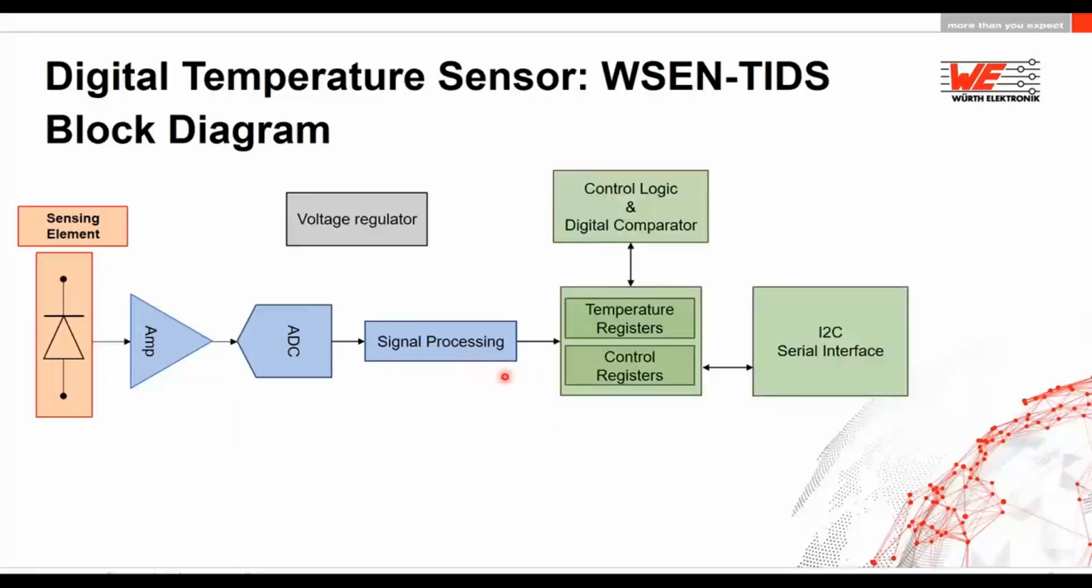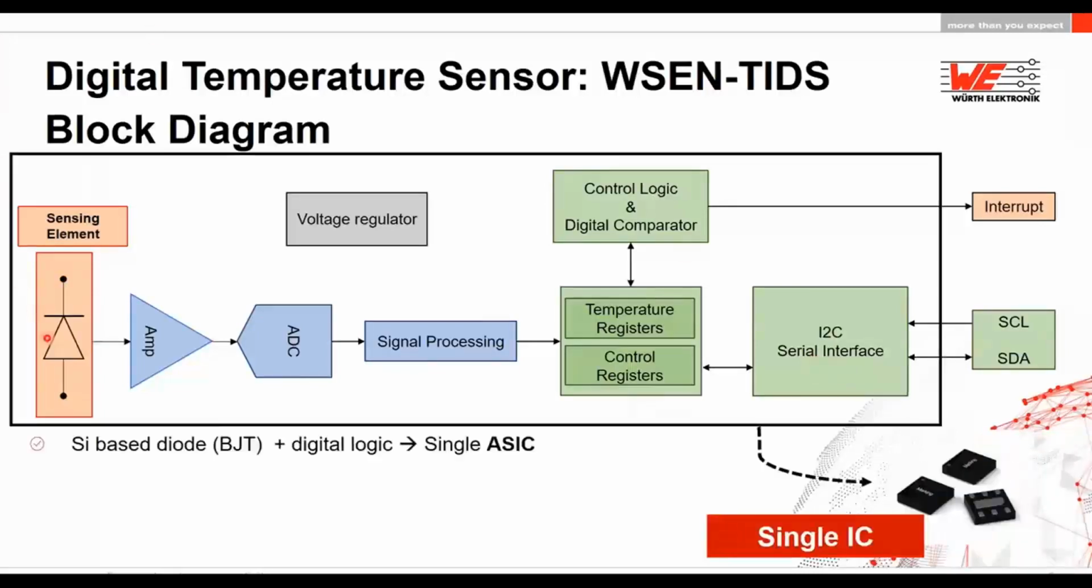The digital temperature value is then stored in the inbuilt temperature registers, and there are also control registers where the calibration data is stored. There is also a dedicated control logic and digital comparator where the user can store his own temperature, and the measured temperature is then compared with the user defined temperature in order to generate an interrupt. The temperature registers can be easily read from the I2C serial digital interface. That two-wire interface you can connect directly to your microcontroller. So at the end, the whole sensing element, the analog front end and the digital front end is all combined in one single IC.